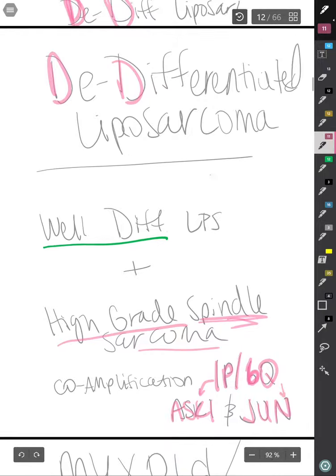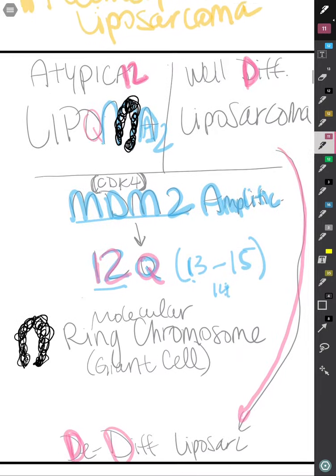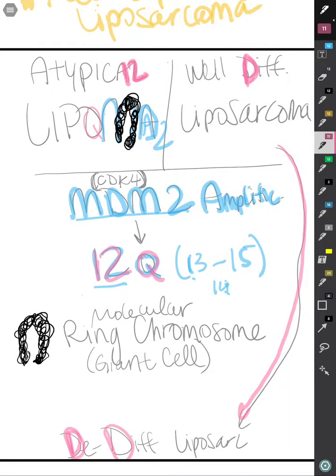And the ASK part, because my handwriting is so sloppy and definitely a typical doctor's handwriting, I can kind of read ASK in there. So ASK1. And that's a co-amplification of both of these. It's 1P and 6Q. Just to quickly mention a couple more things about atypical lipoma, well-differentiated liposarcoma. Typically, your atypical lipoma is going to be deep in an extremity, oftentimes the leg area, and it doesn't usually progress to the dedifferentiated liposarcoma.